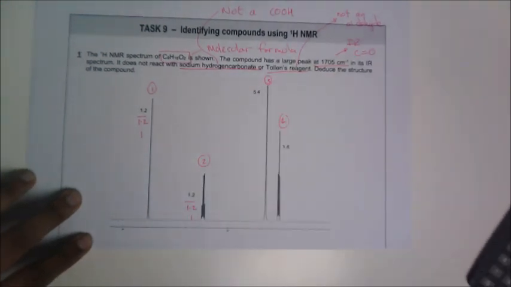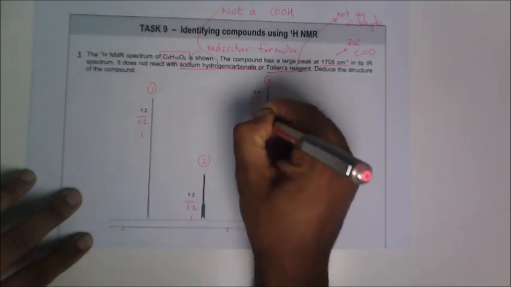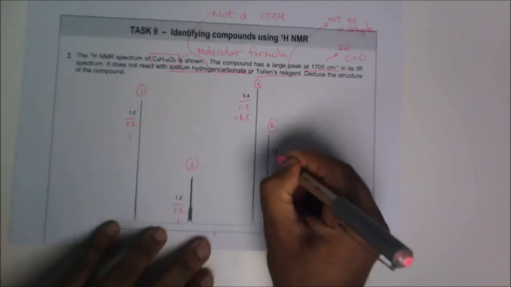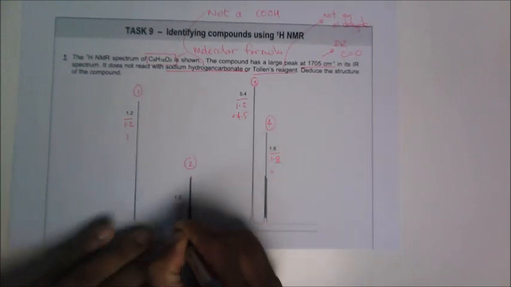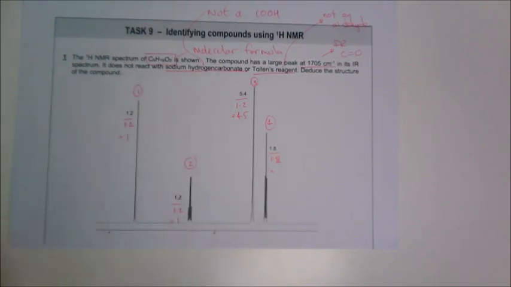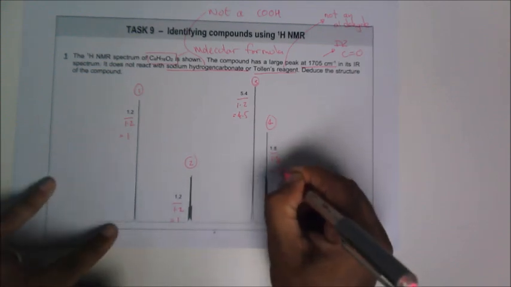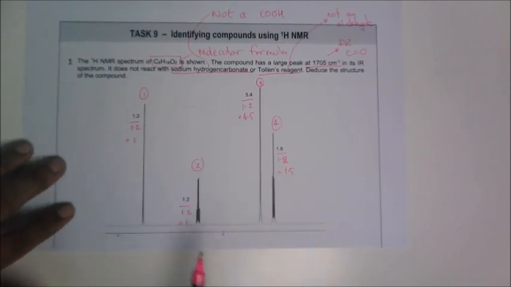5.4 divided by 1.2 is 4.5. And then 1.8 divided by 1.2, that is 1.5. So we need the smallest whole number ratio. So as you would with empirical formulas, you need to multiply everything by 2.